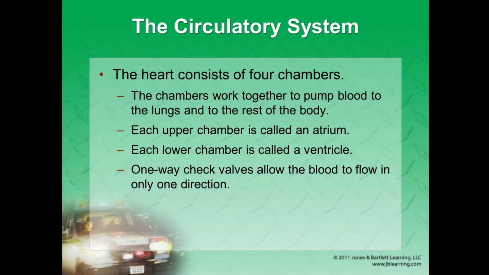The heart consists of 4 chambers. These chambers work closely together to pump blood to the lungs and to the rest of the body. There's 2 upper chambers and 2 lower chambers. The 2 upper chambers are called atria, or atriums, and each lower chamber is called a ventricle. In between these chambers, there's one-way check valves that allow the blood flow to only go in one direction.